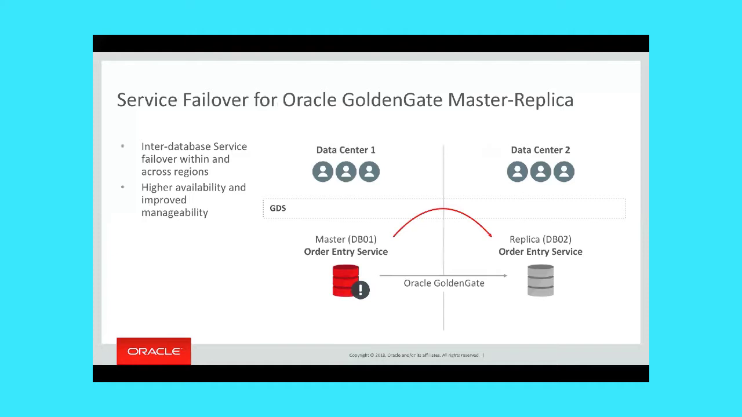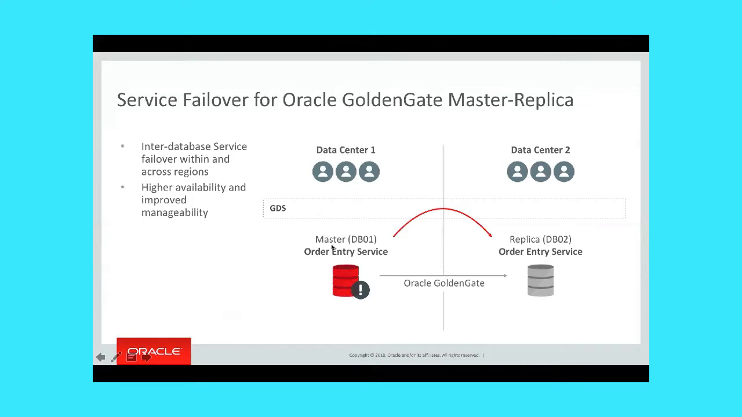So here in this example, I'm going to walk you through the service failover. This is for a GoldenGate master replica configuration. So if you take a look at it, I have two regions, data center 1 and 2, and I have GDS enabled, and at the database tier, I have two databases.